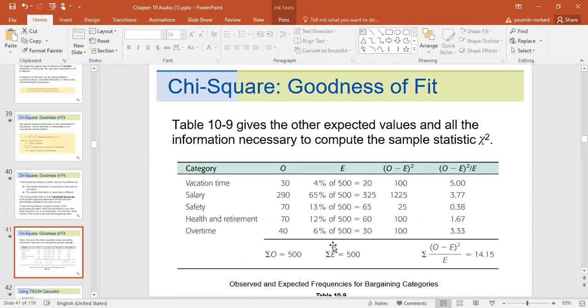Now we look at the expected value. Given that we have 500 samples, a sample of 500 individuals, what would be the expected number? It is observed from their responses to the survey that 30 of them prefer vacation. If the distribution was the same as last year, it should be 4% of 500, which is 20.